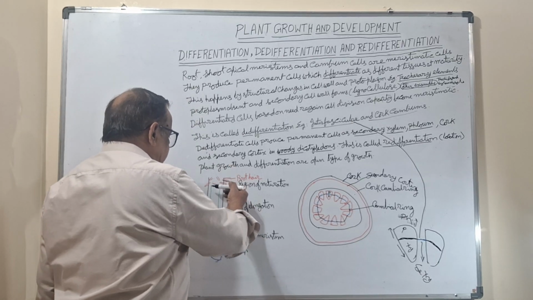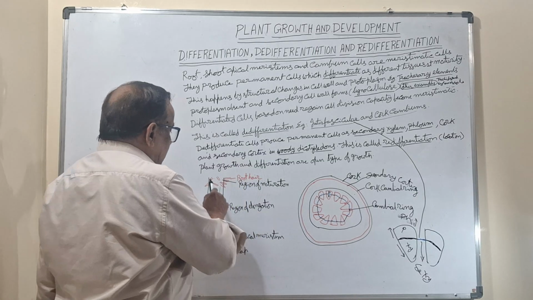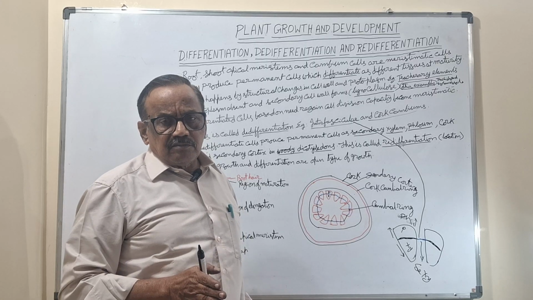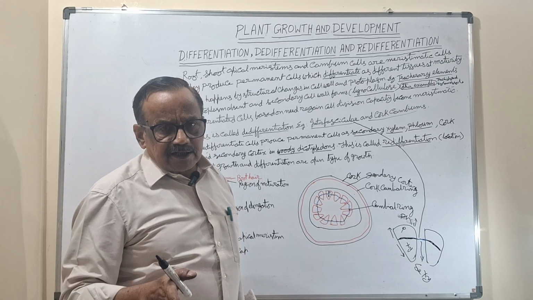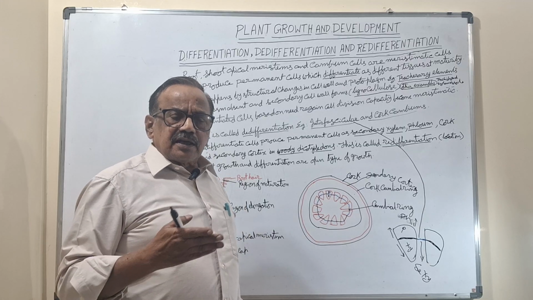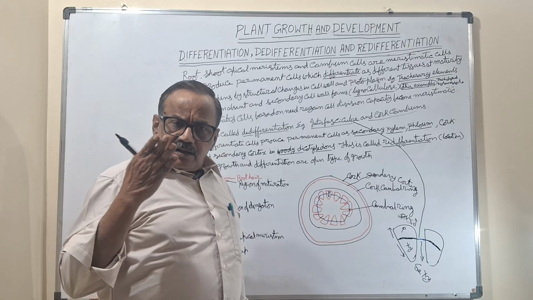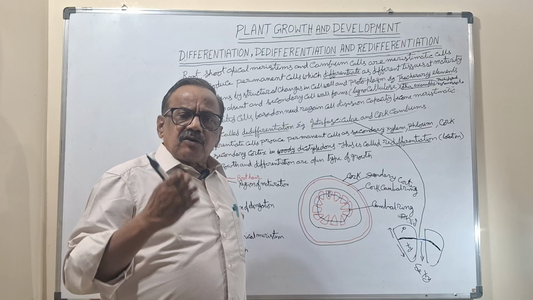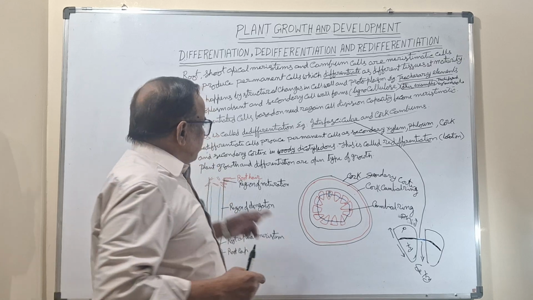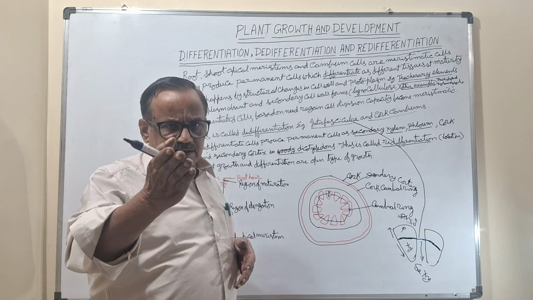These permanent cells will be sent towards the root side, and they will be converted into permanent tissue. That is called differentiation. Permanent tissue means epidermis, cortex, and stele, each with a different job. The tissues present are parenchyma, collenchyma, sclerenchyma, and xylem, phloem. So many types of tissues will be differentiated. I discussed that clearly in the previous video. Kindly see that video.